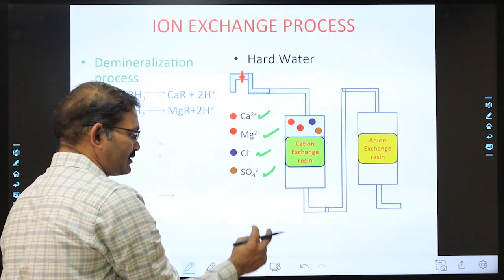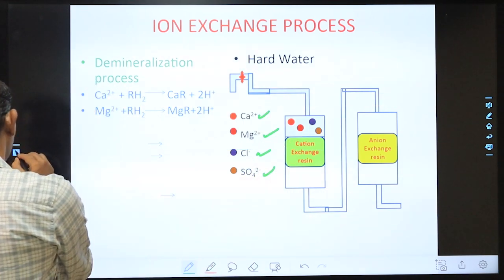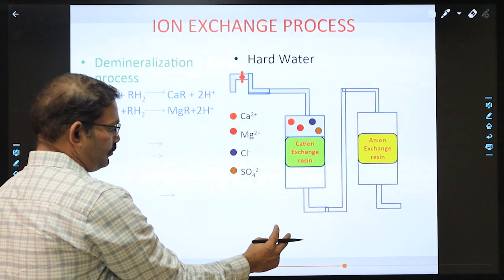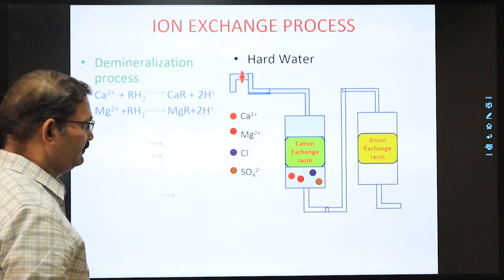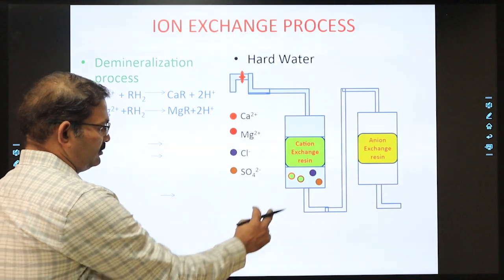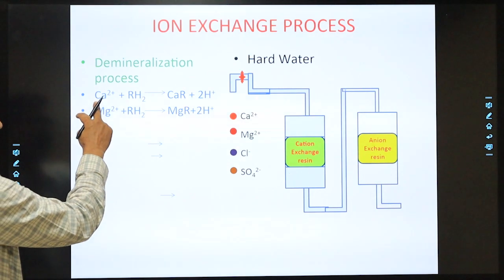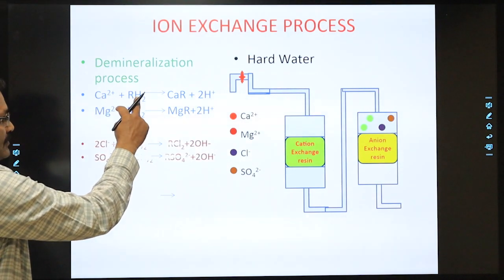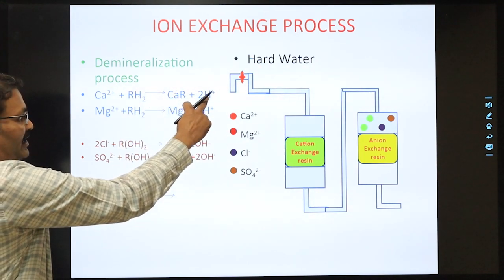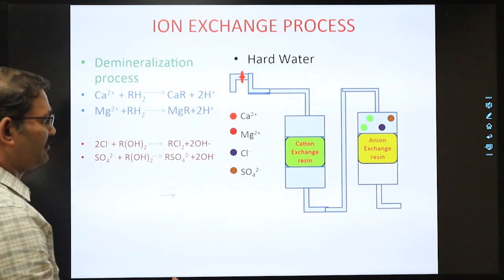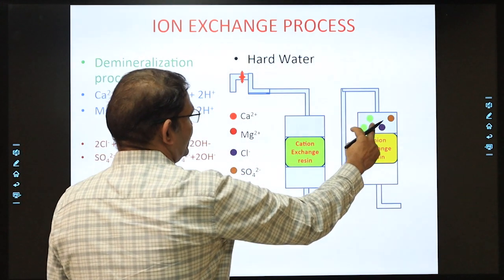So only the positive ions will be exchanged. These will be converted into H plus ions. In the form of an equation, we can see that this is the resin. Calcium is passing through this particular resin. Calcium is exchanged with the H plus ions present in the resin, so that the H plus ions will come out. And magnesium is also the same. So these two are the H plus ions.